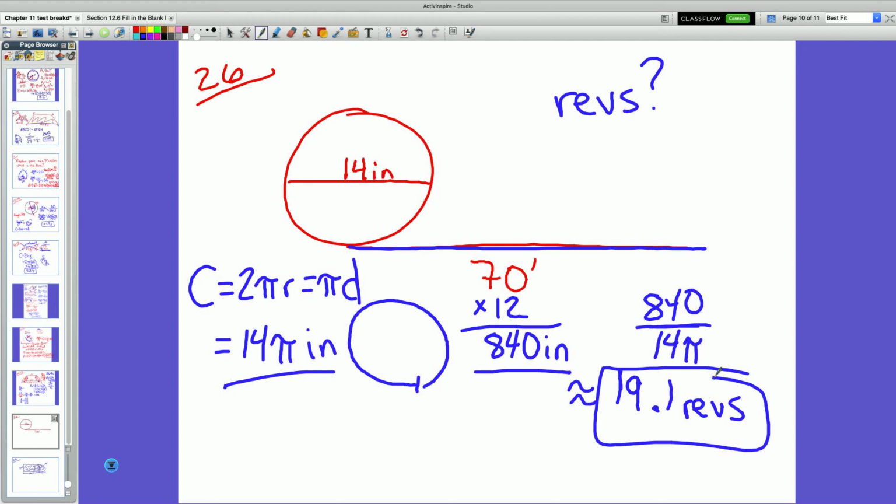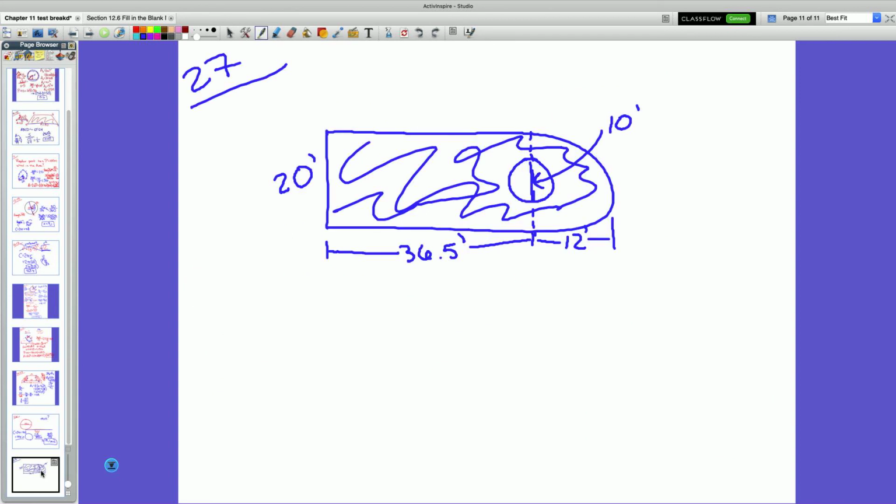Okay, let's look at the last problem. Last one here. So you do get a diagram on your test. It says a park walkway surrounds a fountain as shown. So this little circle right here is my fountain. Everything else is shaded, not the fountain.